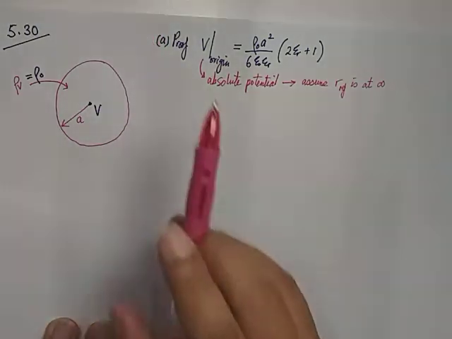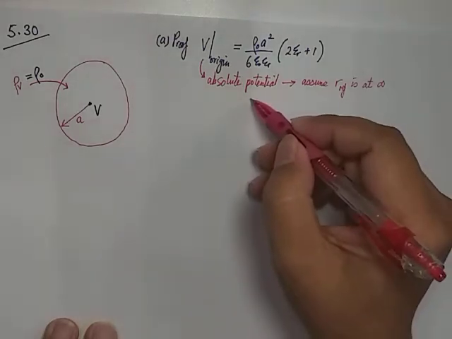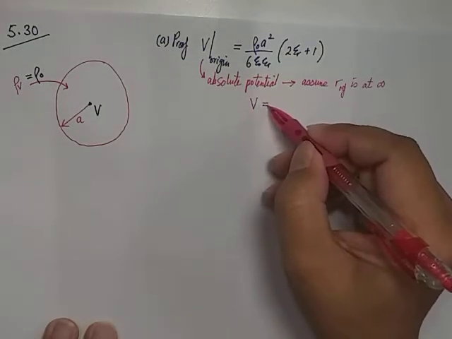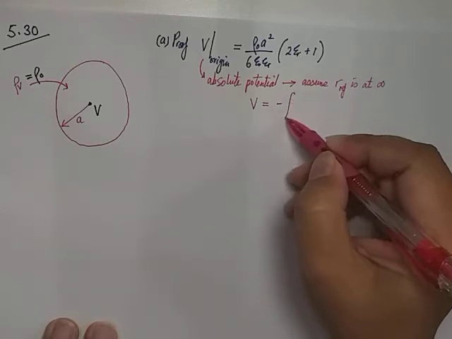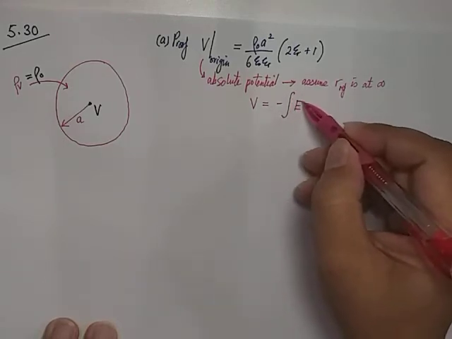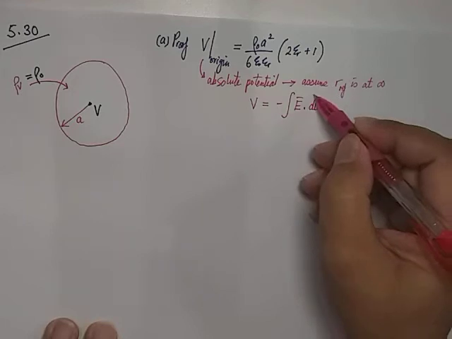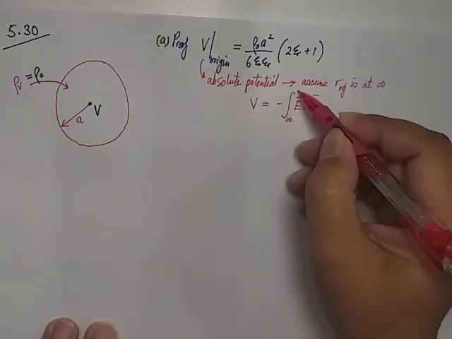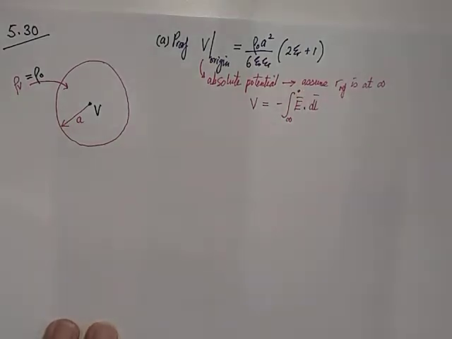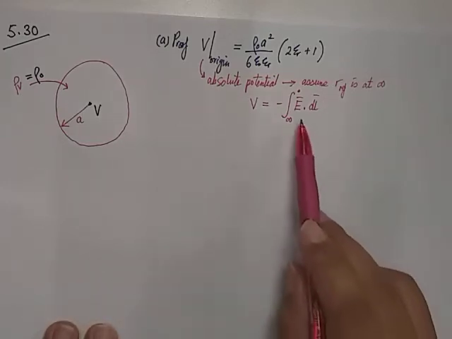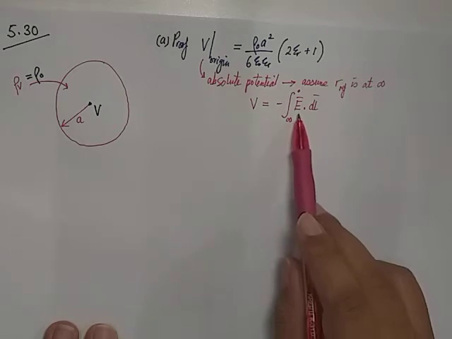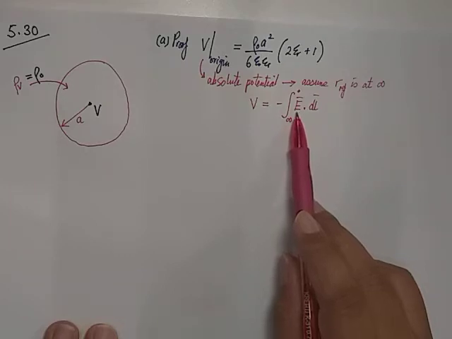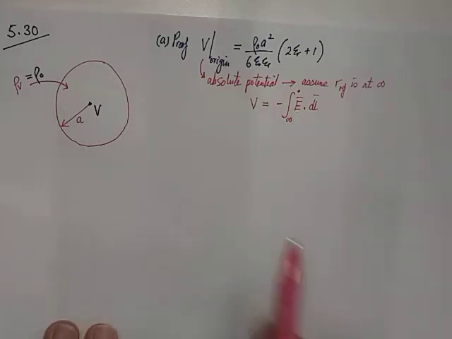Okay, therefore, in terms of mathematics, I'm going to say now V is equal to minus the integral of E dot dl, from infinity to the final destination. And that's how we define absolute potential, the standard formula. So now I need to find the E. To find the E, what is needed now? The source. Given the source rho V, the E can be determined using Gauss law.